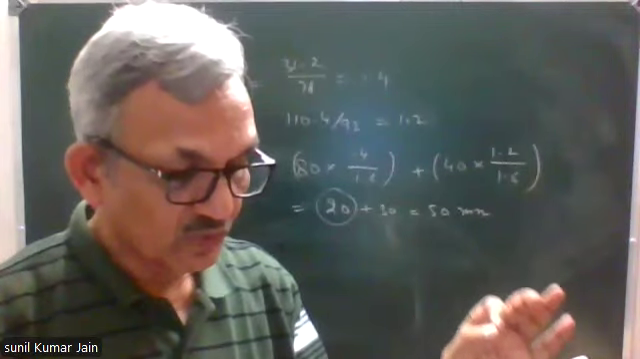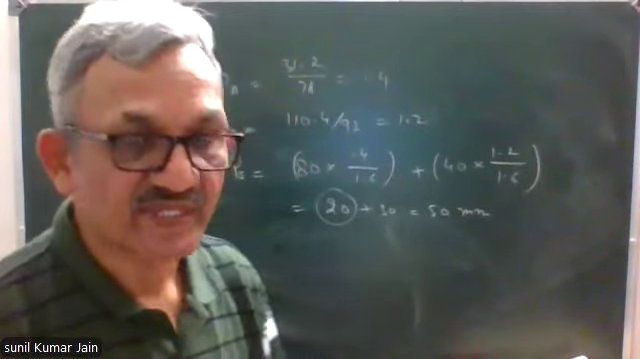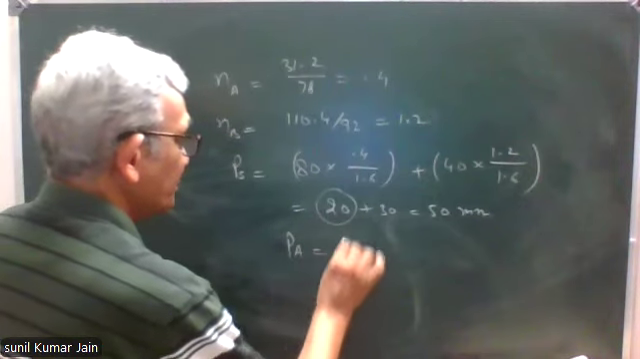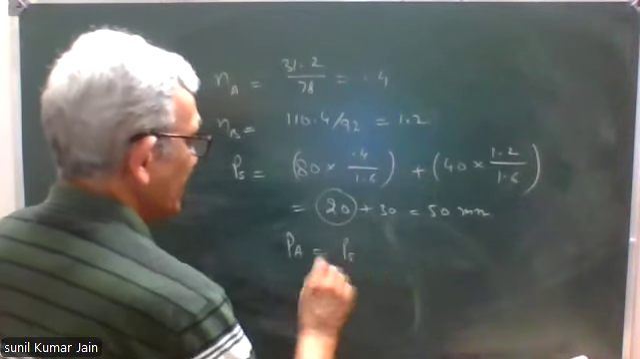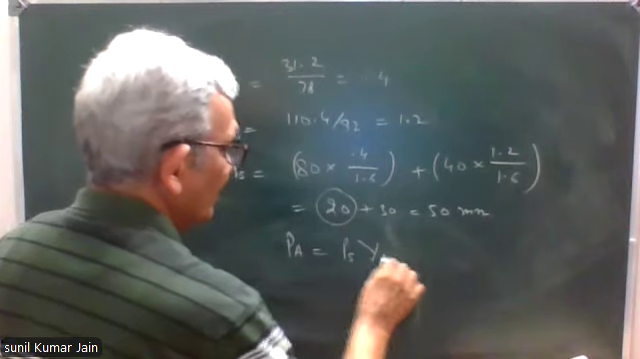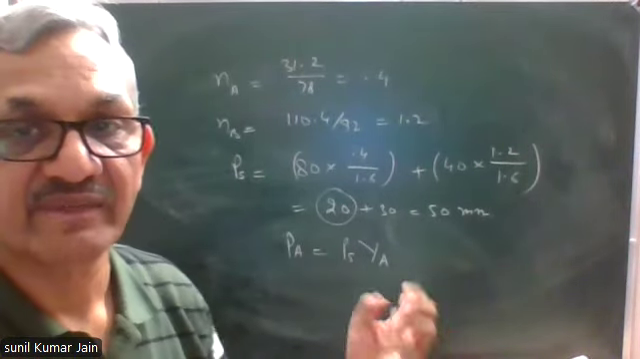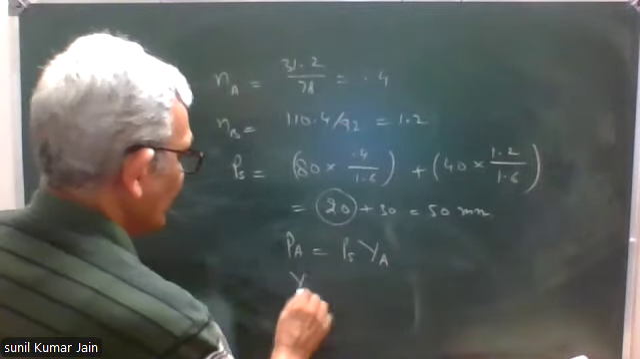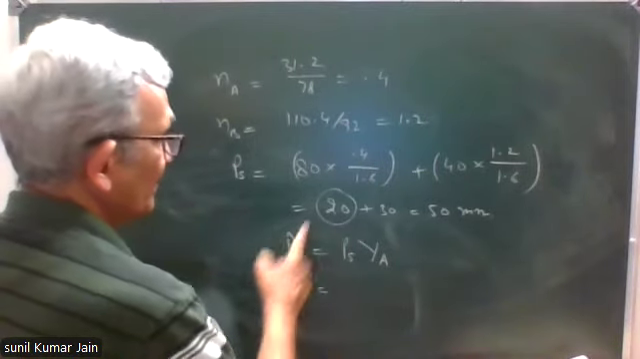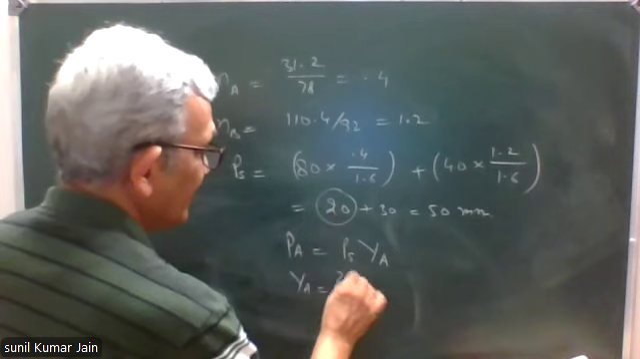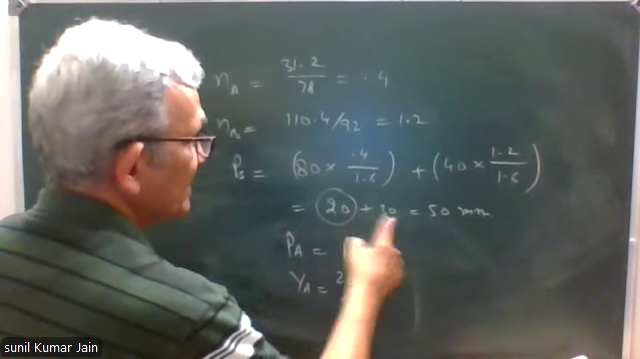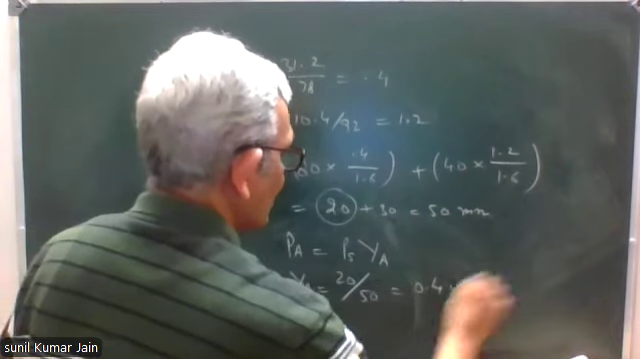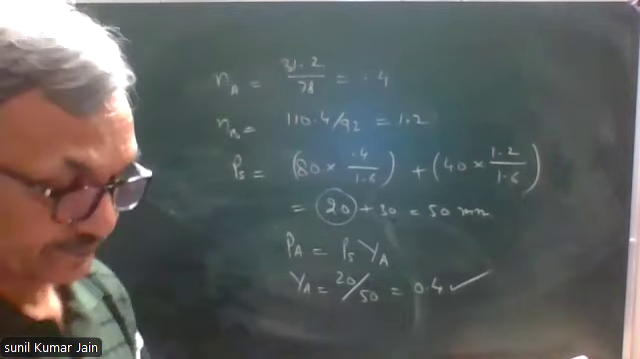We have to calculate mole fraction of A in the vapor phase. So PA is equal to PS into YA. YA, what is YA? YA is mole fraction of A in the vapor state. So mole fraction of A in the vapor state will be PA, that is 20, divided by PS, that is 50. Answer is 0.4.